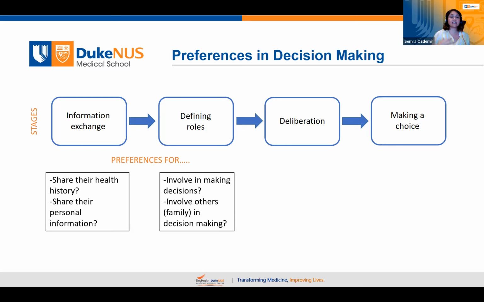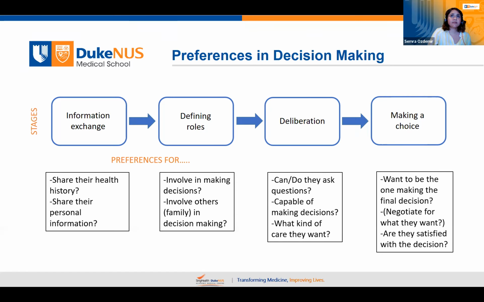And then in terms of defining roles, and I think this is the real focus of this panel discussion perhaps, it is how much patients prefer to be involved in the decision-making process and how much they want their family members to be involved, and what kind of dominant role or what kind of role they want their clinicians to play.